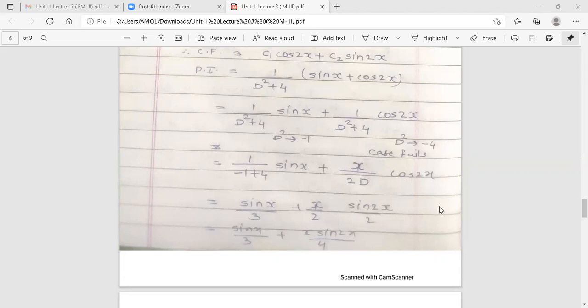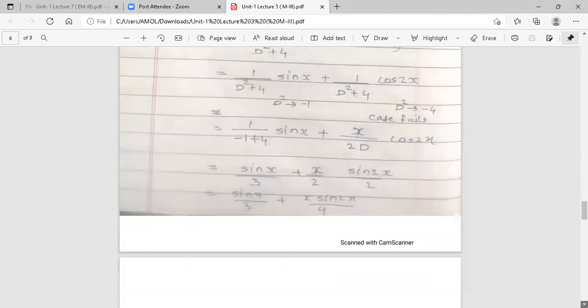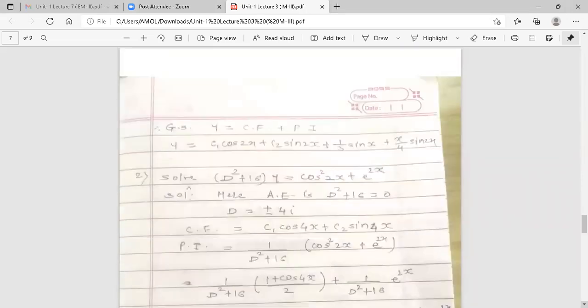Here you note that 1 upon D of cos 2x means integration of the cos function, because our original function is cos 2x from the given LDE. So you just integrate cos 2x and not x into cos 2x. This x is because of the case of failure. So this x by 2 as it is. So this is the PI here. And then the general solution is y is equal to CF plus PI.